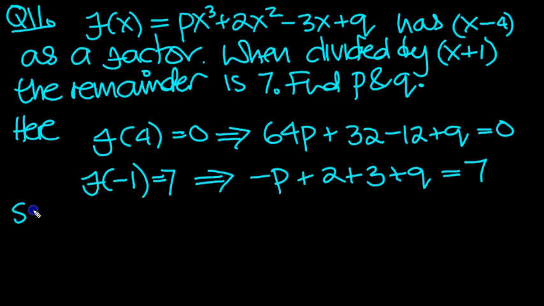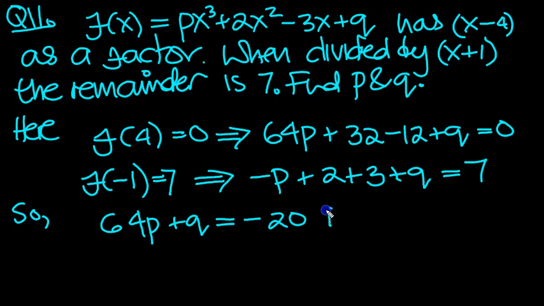So what have we got then? We've got 64p plus q equals what? 32 take 12 is 20. Move that over the other side to get minus 20. Label that equation 1. We're going to have a pair of simultaneous equations, aren't we?